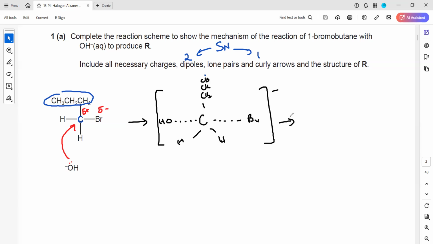There will be a negative charge here. The bond breaking and bond forming take place at the same time, and then the final product will have CH2, CH2, CH3, and there will be OH here. This will be H, this will be H. And we'll have Br⁻ with a negative charge released.